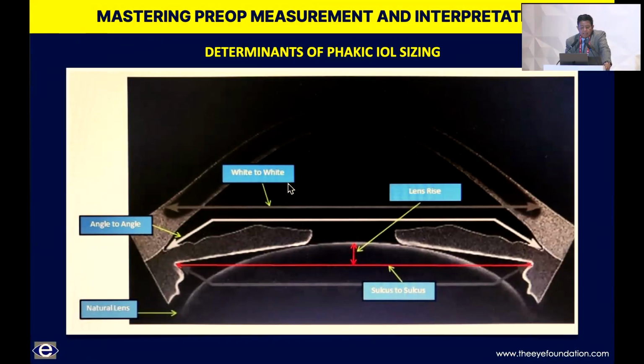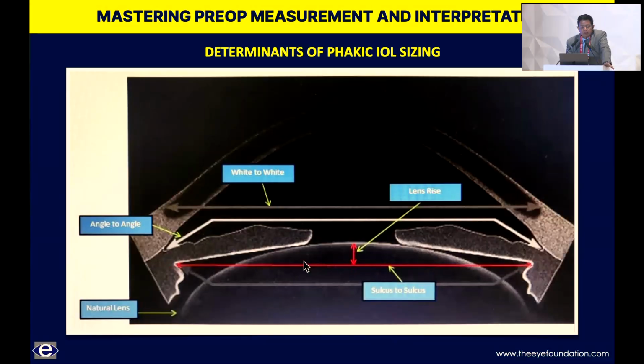But let me just come to this slide. Basically, these are the various measurements that are possible with different machines. Obviously, it stands to reason that because the lens goes into the sulcus, a sulcus measurement would be most appropriate. It is possible with the UBM, but most phakic intraocular lens manufacturers, as well as the ICL, as of now, base sizing on the white-to-white measurements rather than the UBM measurements.